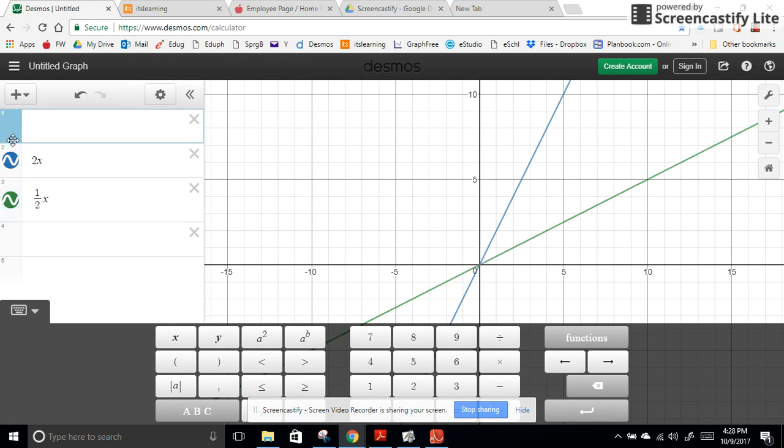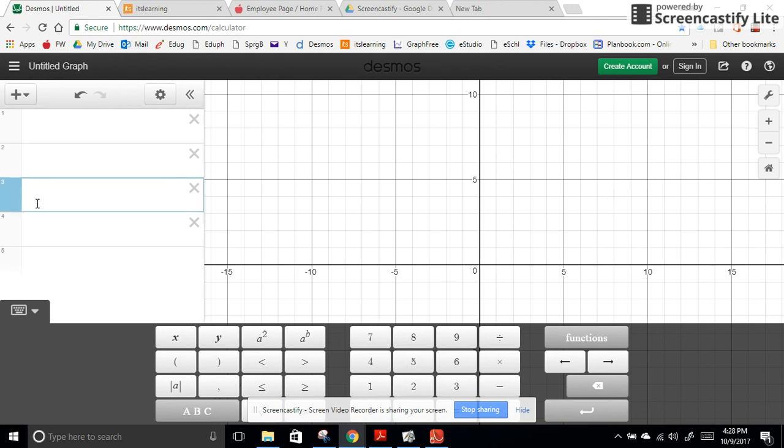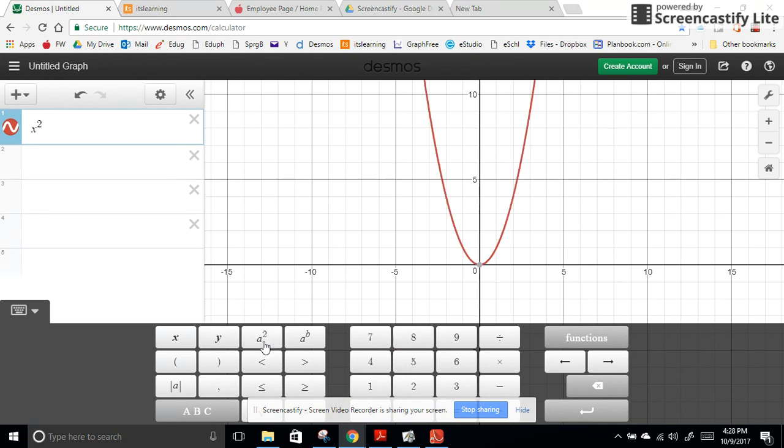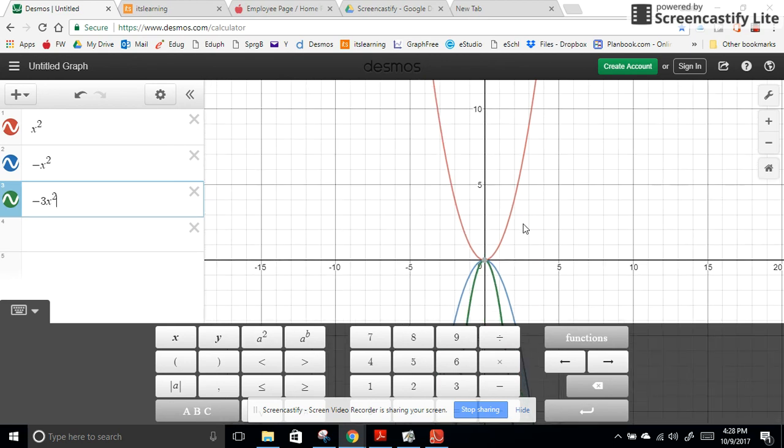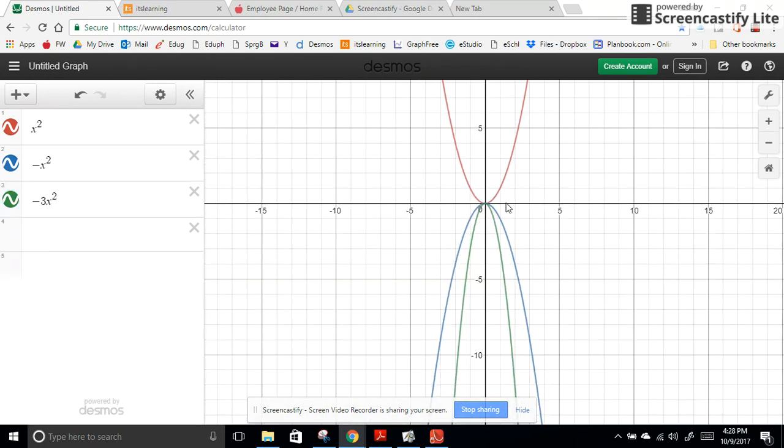All right, let's do another parent function. What other parent function could we do? X squared. Okay. Negative x squared. What do you expect to happen? That's right. You should have expected it to go down. Can we have a negative and a stretch? Absolutely. What about negative 3x squared?